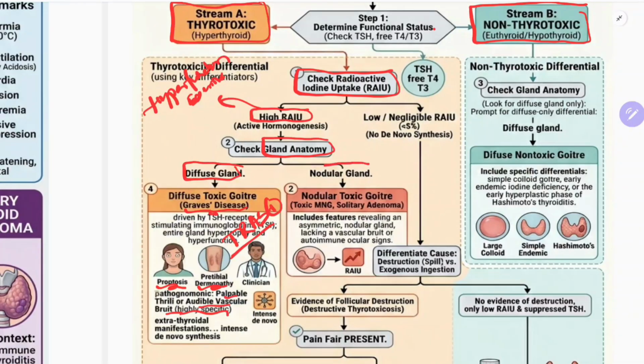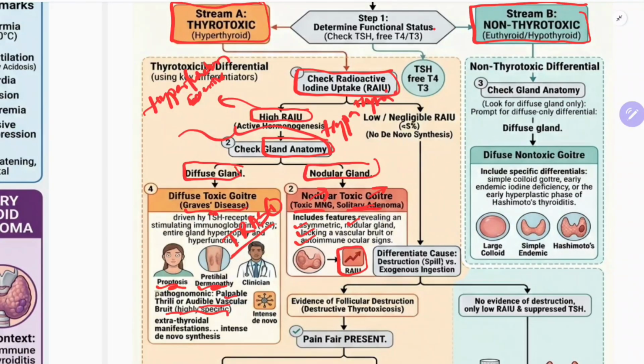Now, if the gland is nodular, then it can be toxic multinodular or it can be single nodular, solitary adenoma. The features revealing this will be asymmetric, nodular, lacking a vascular bruit. There will be no bruit, and there will be no autoimmune ocular or skin signs. And radioactive iodine uptake will be focal uptake in the gland, not diffuse uptake. That's how you differentiate. So it will be toxic MNG if it is multinodular, or toxic solitary adenoma if it is a single nodule.